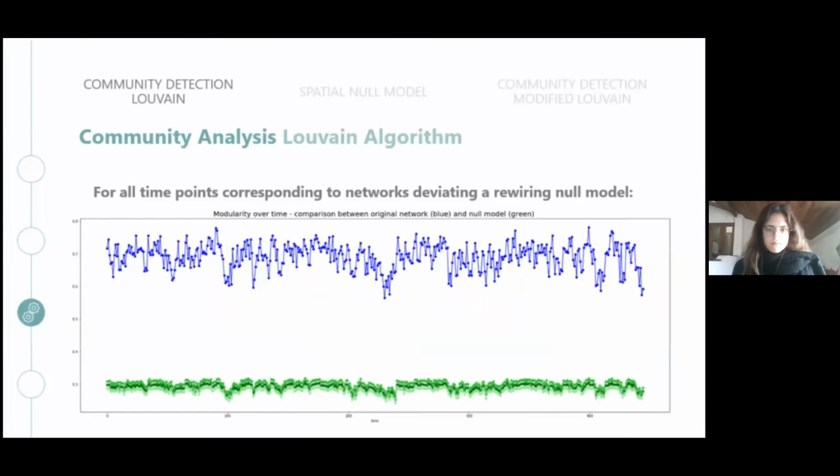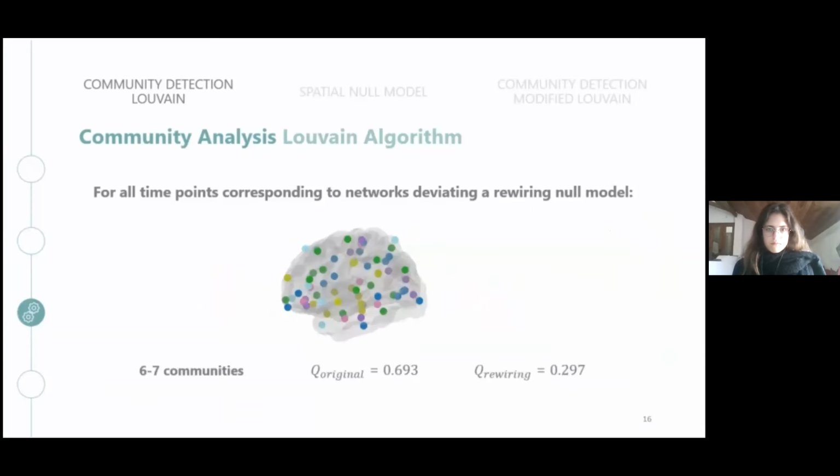As we can see from these plots, where the blue corresponds to the modularity value for the functional networks, and the green corresponds to the modularity value on average, considering all surrogates of the rewiring null model, all time points were deemed significant. And so we applied the Louvain algorithm to all functional networks, resulting in an average of 6 to 7 communities with a modularity value of 0.69.